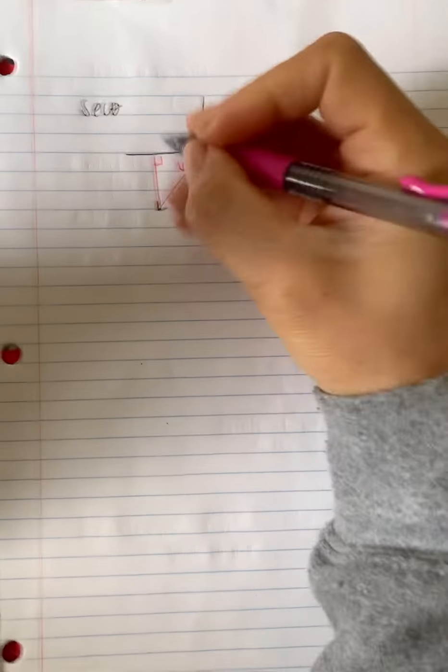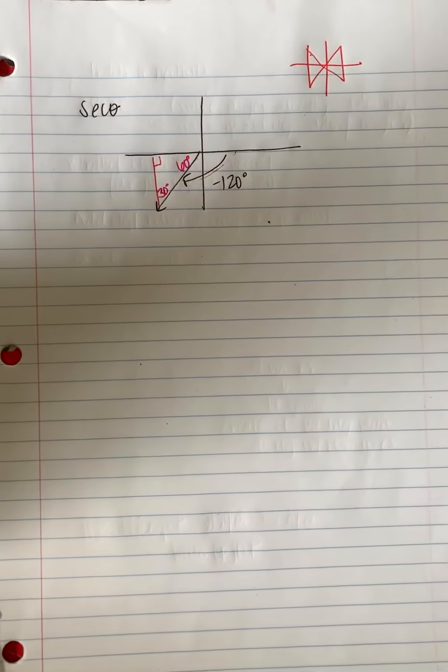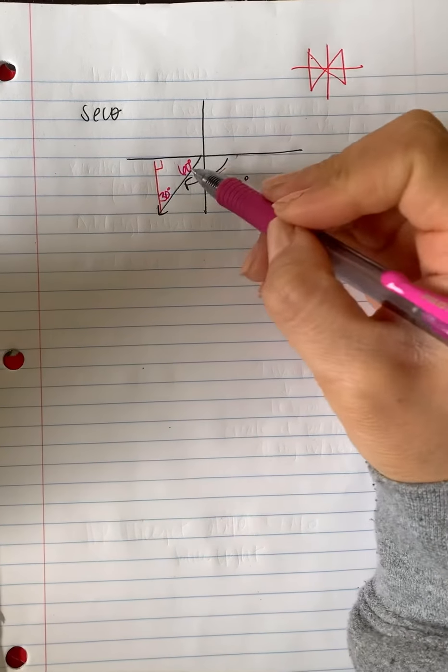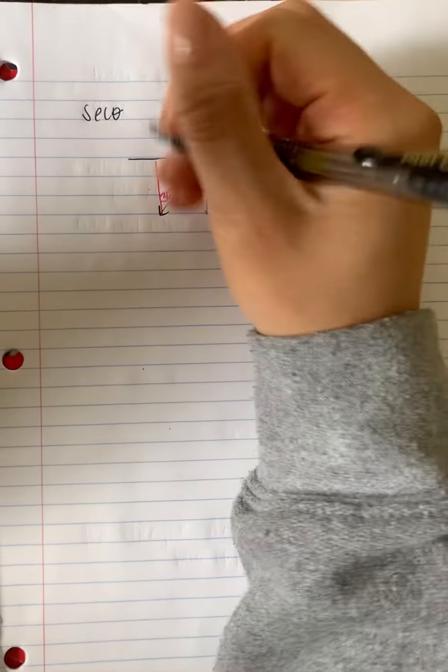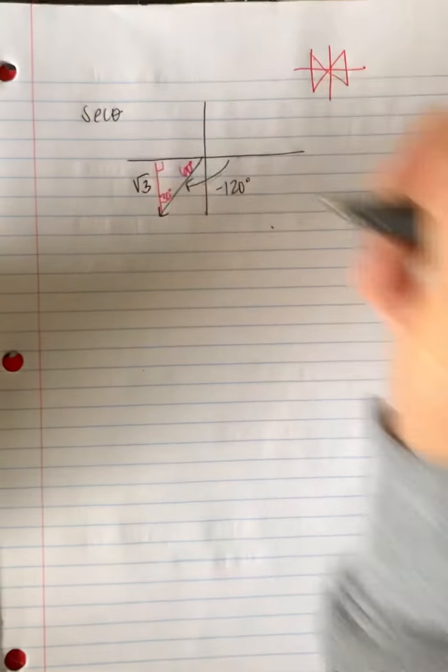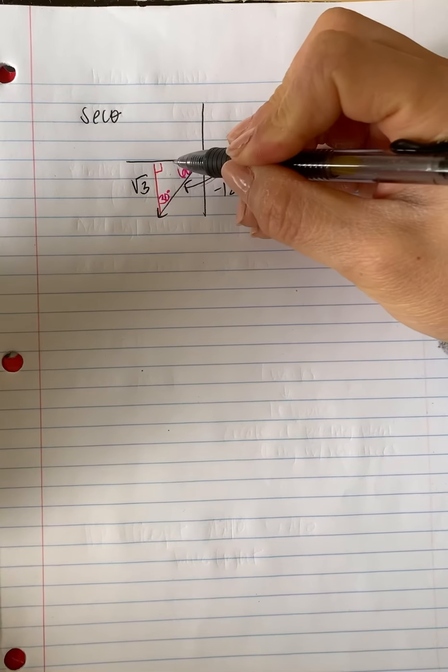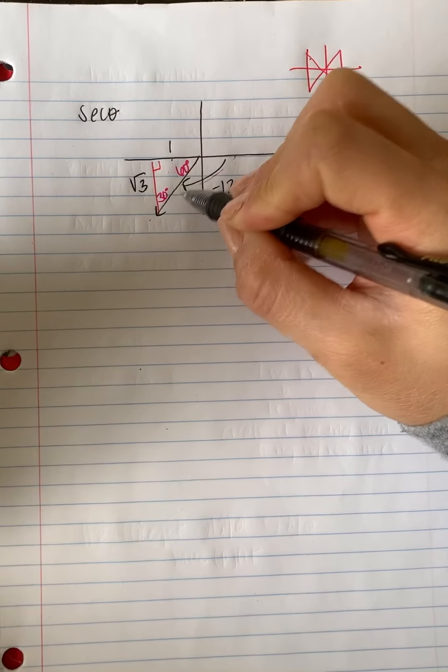Our beloved 30, 60, 90 triangle. Remember, opposite of the 60 is always square root of 3. Opposite of the 30 is 1. Your hypotenuse is 2.